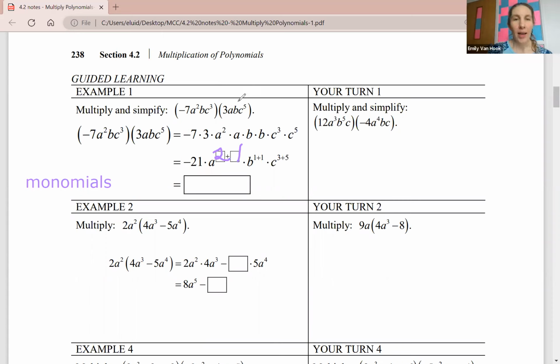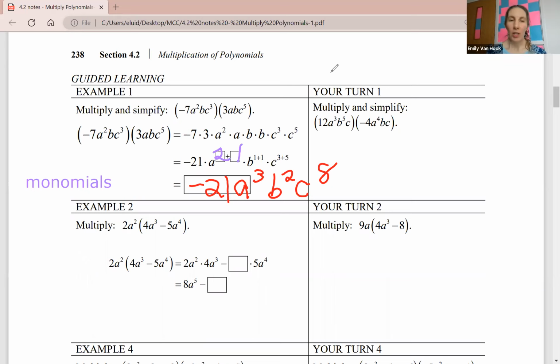We're also adding the exponents on the b's. 1 plus 1 is going to be 2, or b squared for the final answer. And then we'll add the exponents on the c's. 3 plus 5 is going to be 8. So let's write out the full final answer here. Negative 21, a to the third, b squared, c to the eighth. So we multiplied the coefficients, and then we added the exponents on the variables that were alike.